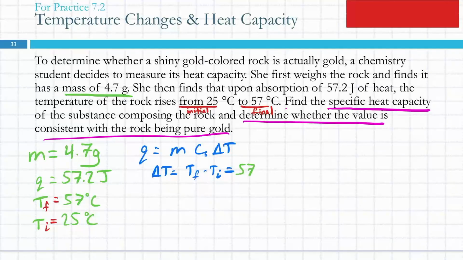We're going to do 57 minus 25, which is 32 degrees Celsius. We are calculating specific heat capacity, so we'd have to do a little bit of algebra to get C by itself. When we do that, and flipping it left to right, C sub S equals Q over M delta T.